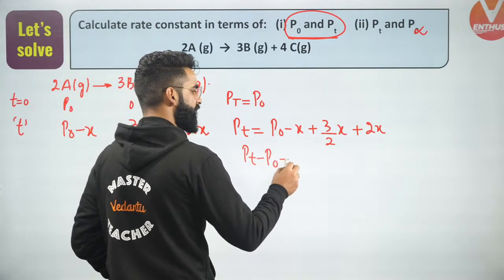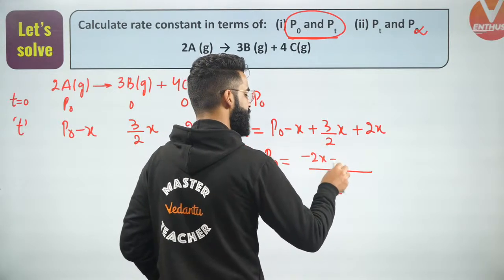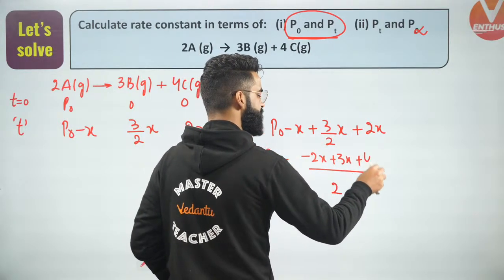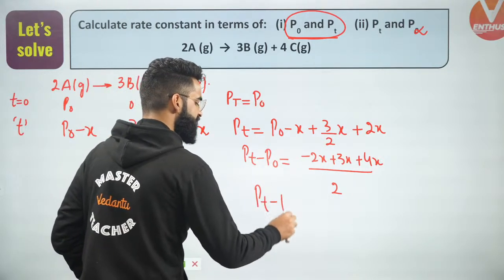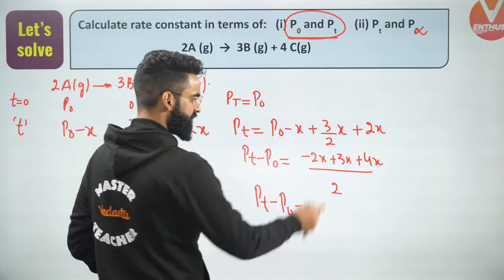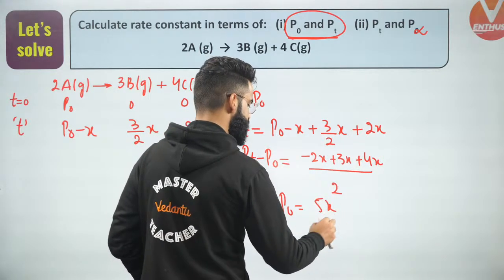Pt minus P naught is equal to... I can take 2 as the LCM. It's going to be minus 2x, it's going to be 3x, it's going to be 4x. I just took the LCM, correct? So Pt minus P naught will be equal to... this is going to be what? x plus 4x is 5x. It's going to be 5x divided by 2.